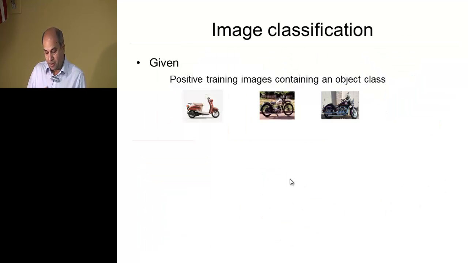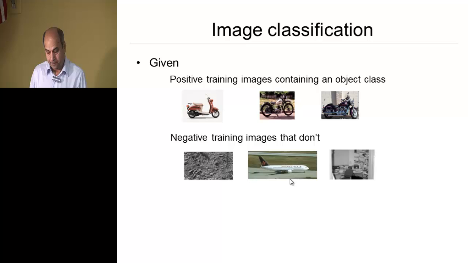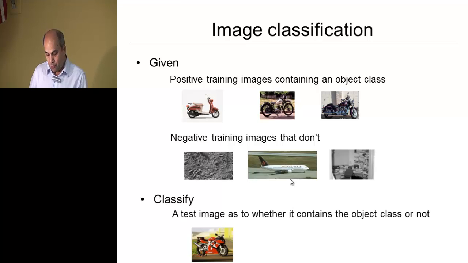So then image classification is given positive training images. In this case, the object is a motorbike. There are several images, and these images contain the motorbike, and also several negative images that don't contain this particular object. These are images like airplane and so on. So we want to classify a test image as to whether it contains that object class or not. So we are given a test image. We want to say, does it contain the object or not?